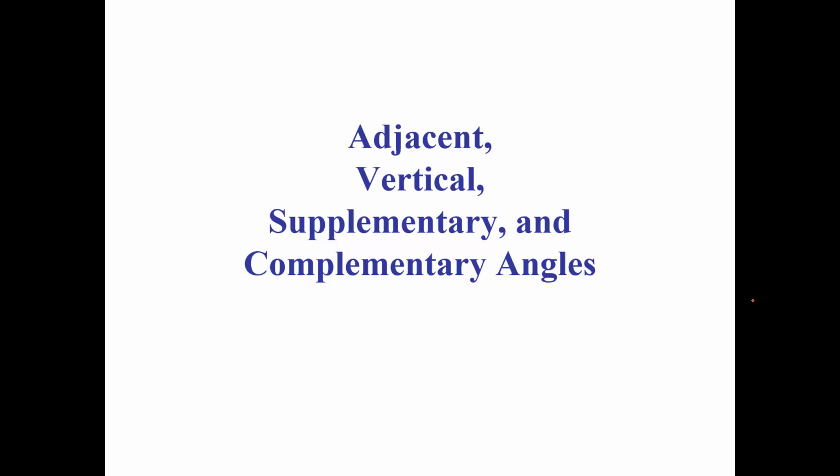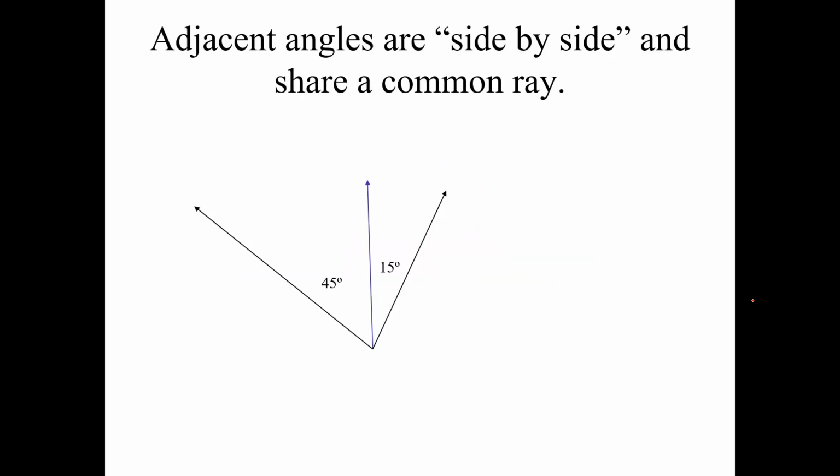So today I'll be explaining about adjacent, vertical, supplementary, and complementary angles. The first one is adjacent angles. Adjacent angles are side by side and share a common ray. As you can see here, we have an example of what we call pairs of adjacent angles.